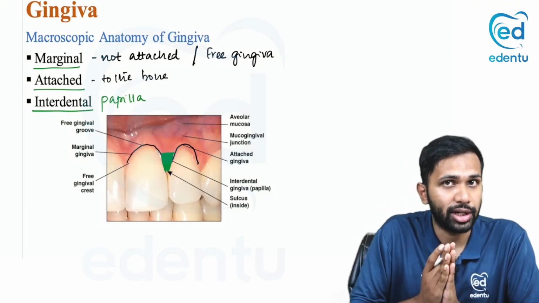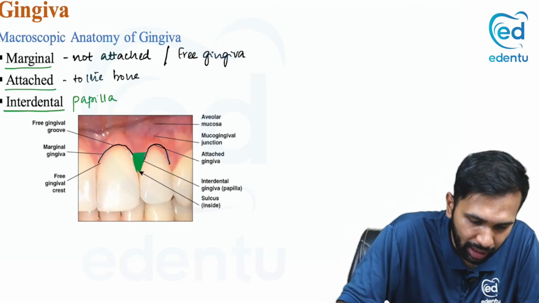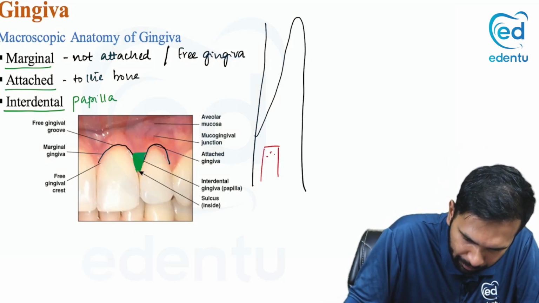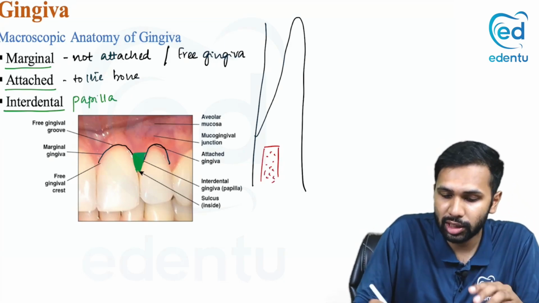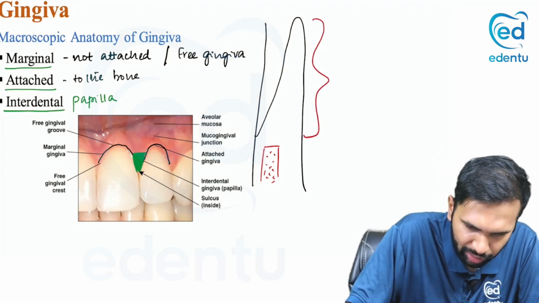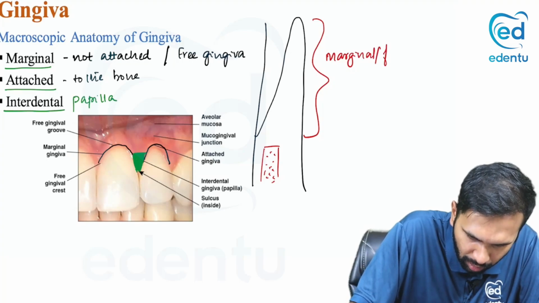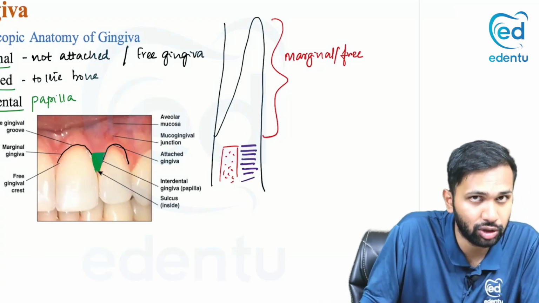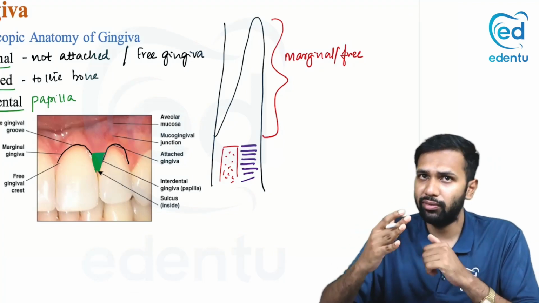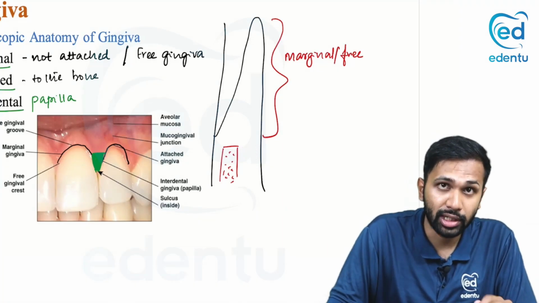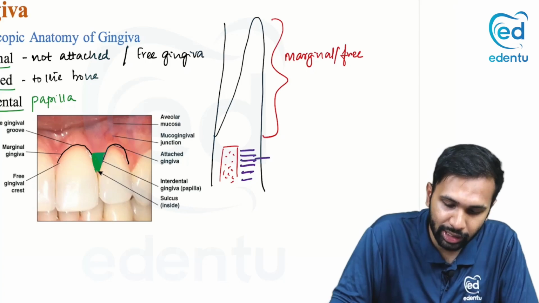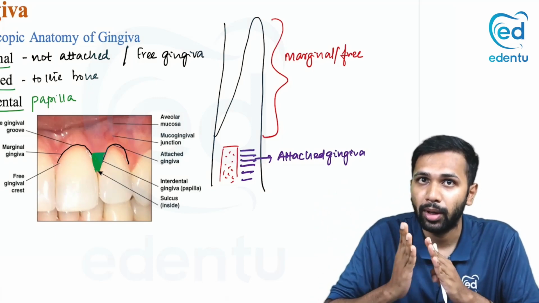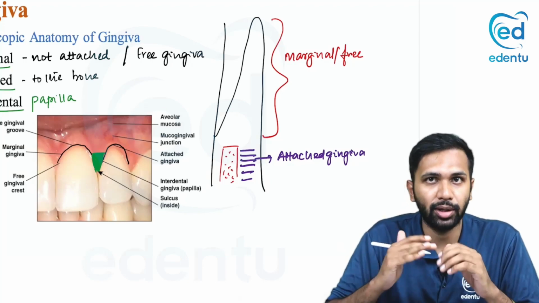If I have to replicate the same picture in a cross section, I will draw a tooth and the gingiva like this. Underlying, you have the alveolar bone here. This portion of the gingiva which is not attached is referred to as marginal or free gingiva, and that portion which is tightly attached to the underlying bone through the periosteum, the bone's outer covering, is called attached gingiva, right? So one portion lies free and one portion is attached to the underlying bone. The third portion is between the two teeth, called the interdental papilla.